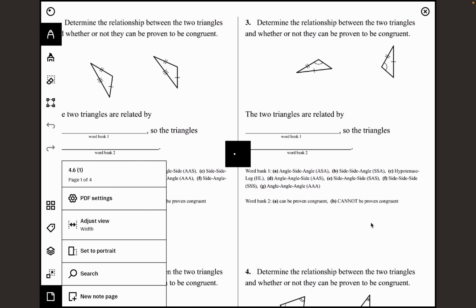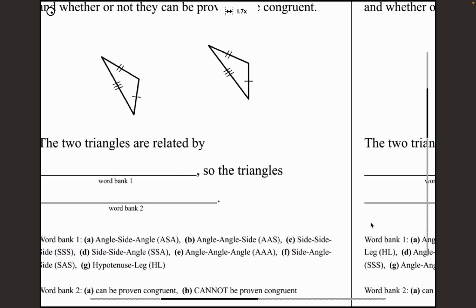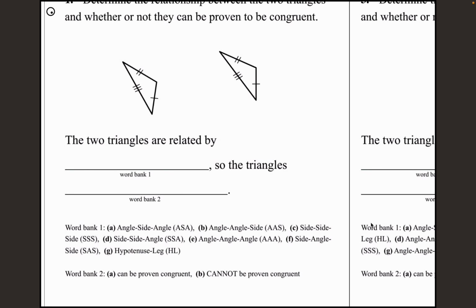Okay, let's look at this first one. Now, what would be an example of these 2 triangles? Who, raise your hand and tell me. Yeah, James? Side, side, side. We're given all 3 sides. So, if I put side, side, side right here, the next part says, can they or can they not be proven congruent? Can or cannot? They can. That's one of the 5 we talked about.